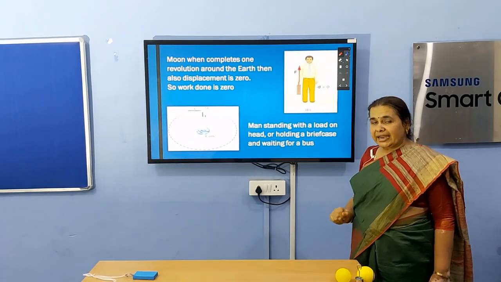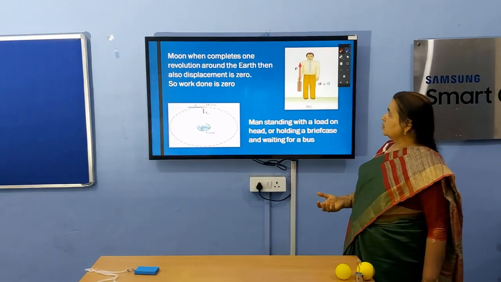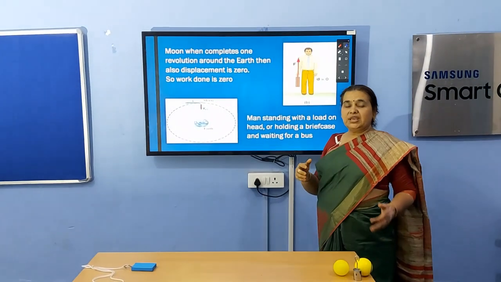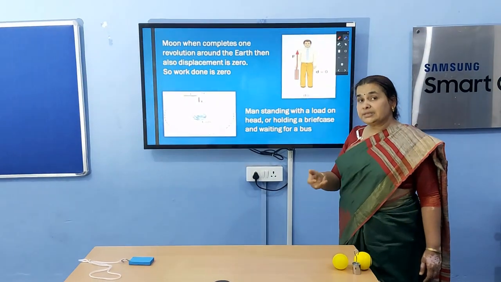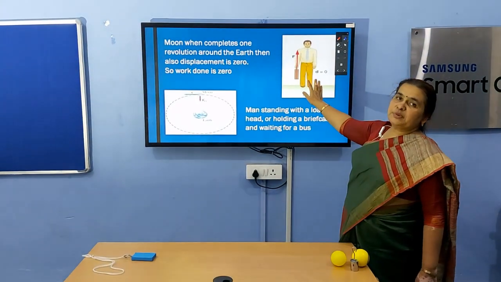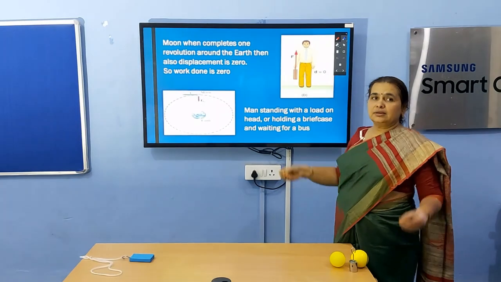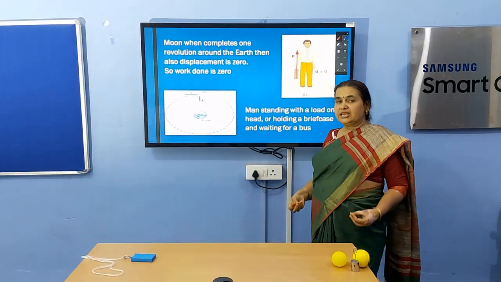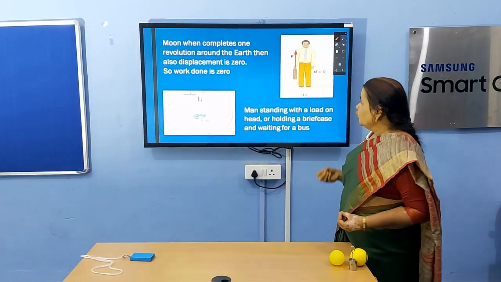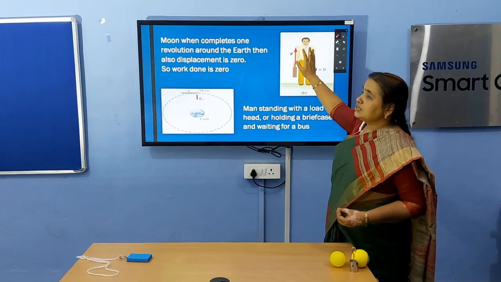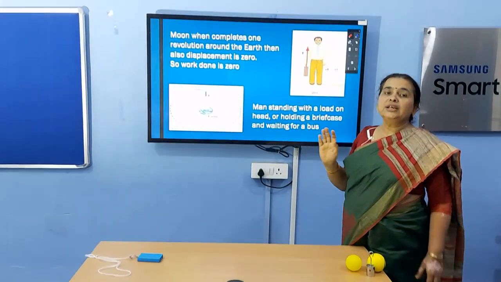Other conditions are a man standing on the ground, on a surface, and he is holding a bag. He is applying force, but no displacement is there. And if we are sitting or standing at a particular place with luggage, then no work is done by him because he is not showing any displacement.